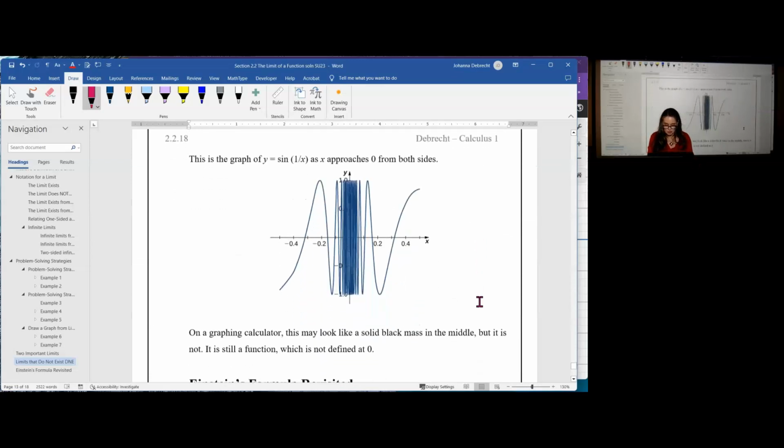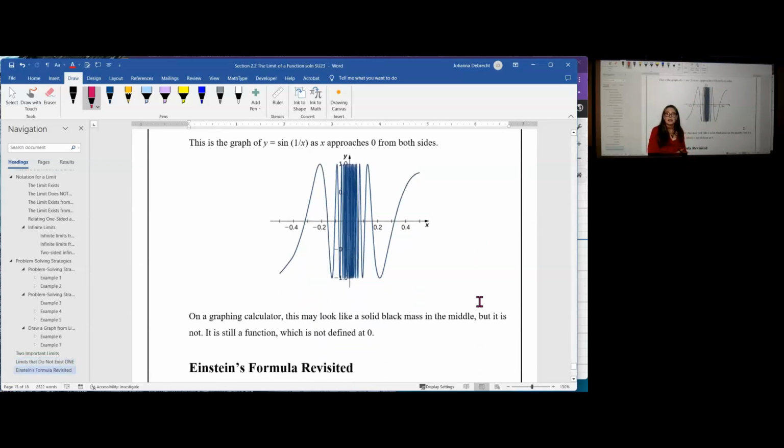We want to take a look at the graph of sine of 1 over x as x approaches 0 from both sides. Since the argument to the sine function is 1 divided by x, we know that x cannot be 0, which means this function is not defined at 0. There's no solid point at 0. However, the sine function always oscillates between -1 and 1. As x gets closer to 0, it oscillates faster and faster.